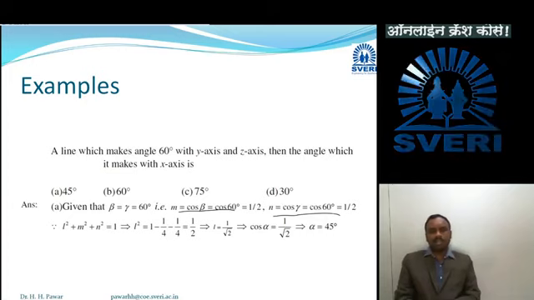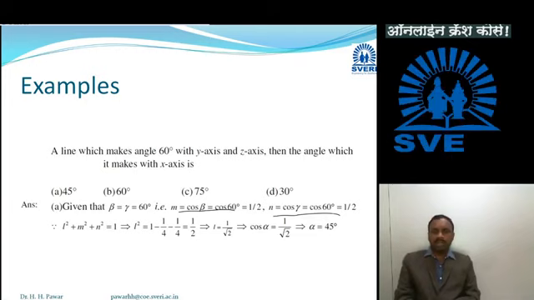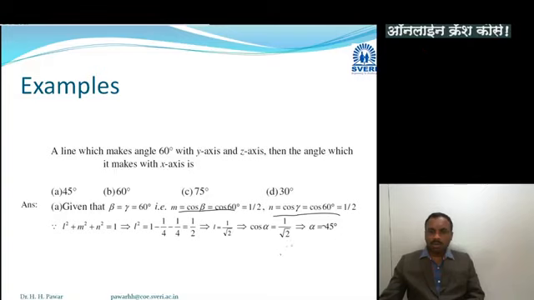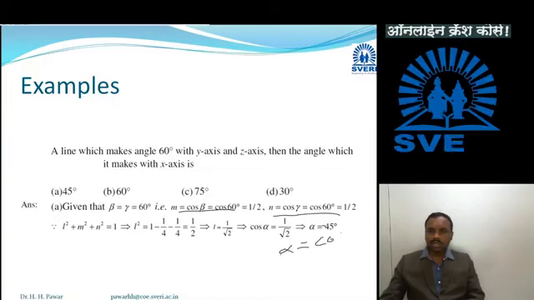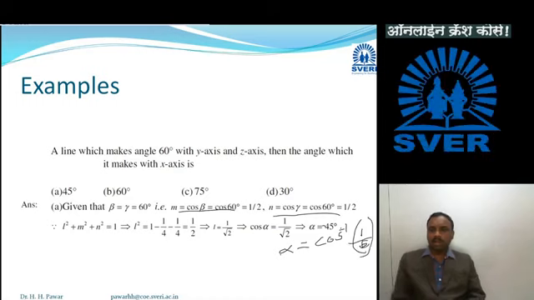So by using the relation l square plus m square plus n square is equal to 1, we get l square is equal to 1 minus 1 by 4 minus 1 by 4 is equal to 1/2. That is l square equal to 1/2 means l is equal to 1 upon root 2. Hence cos alpha is equal to 1 upon root 2, that is alpha is equal to cos inverse of 1 upon root 2, which is nothing but alpha is equal to 45 degree.